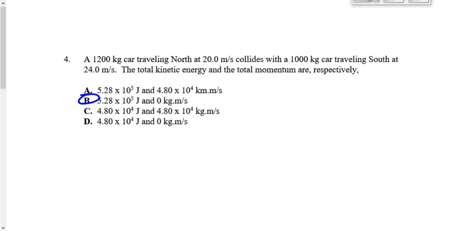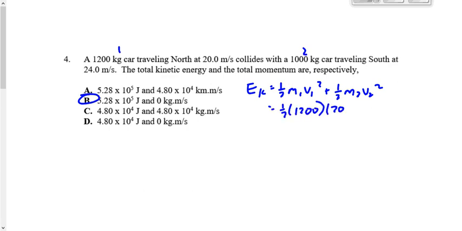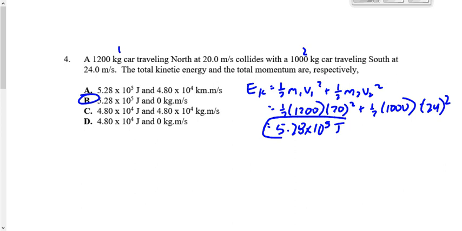The answer is B for this one. How do we figure that out? Well, let's get the kinetic energy. Kinetic energy is 1/2 m1v1 squared plus 1/2 m2v2 squared. Let's call this one number 1 and this one number 2. It's 1/2 of 1200 times 20 squared plus 1/2 of 1000 times 24 squared. We end up getting 5.28 times 10 to the 5 for that. Make sure that you can get that. If you can't get that on your calculator, then make sure that I know so that I can help you get that. Now let's find the momentum.